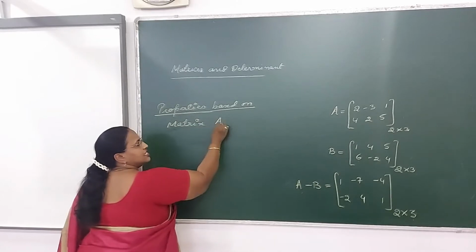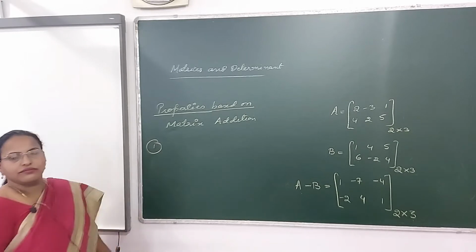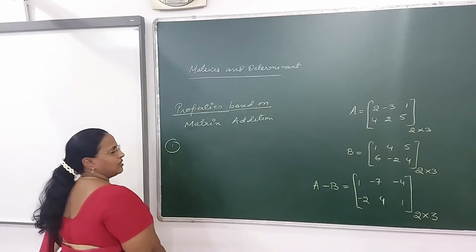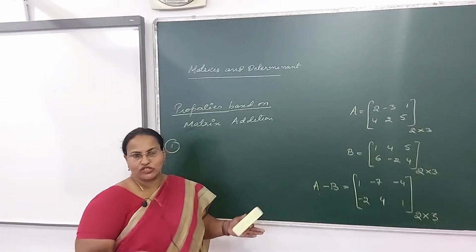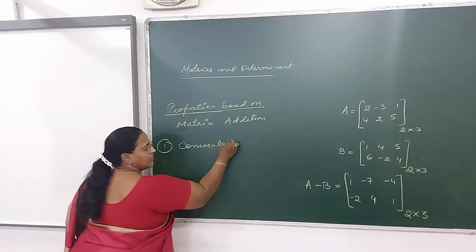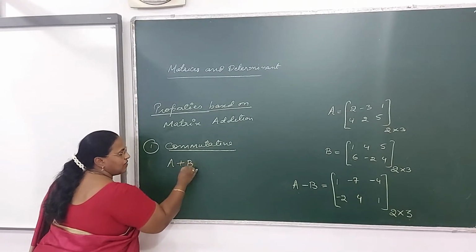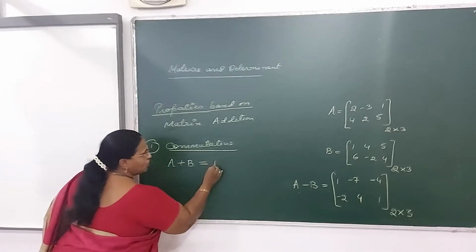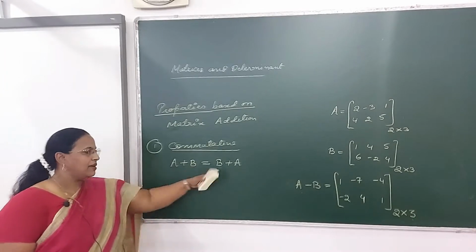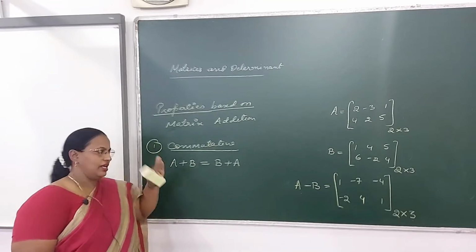Matrix addition. The first property: matrix addition holds the commutative property. Let A and B be comparable matrices of any order, then it holds the commutative property. Now what does this mean? A plus B will definitely be equal to B plus A. If you are adding A and B, or B and A, both results will be the same. So it holds the commutative property.